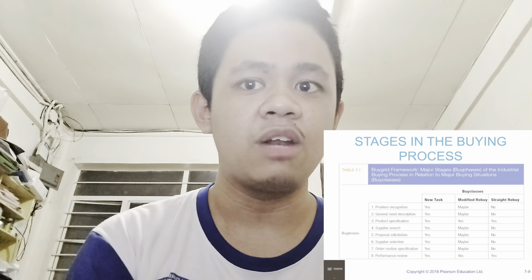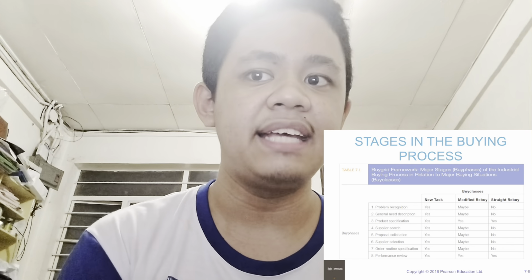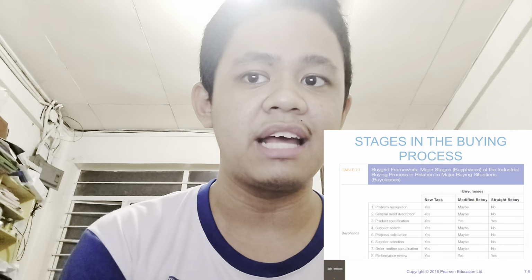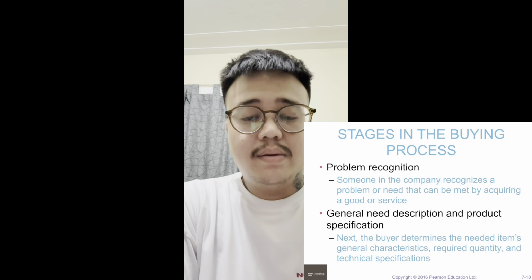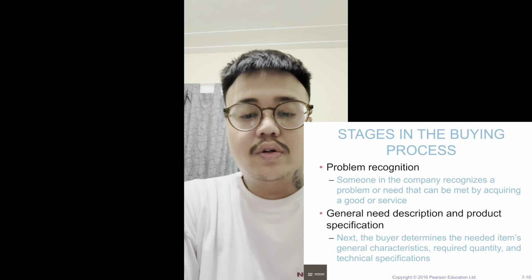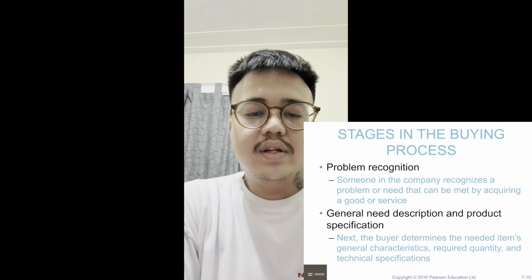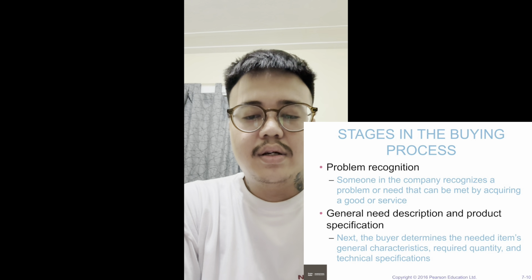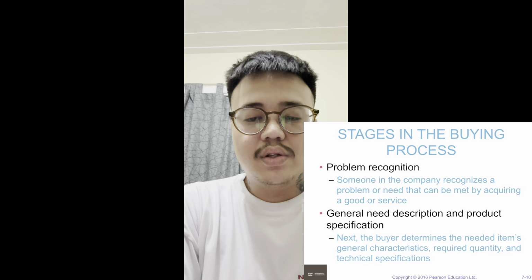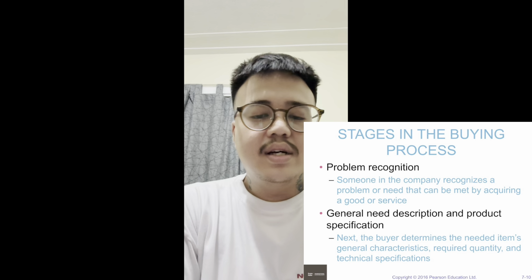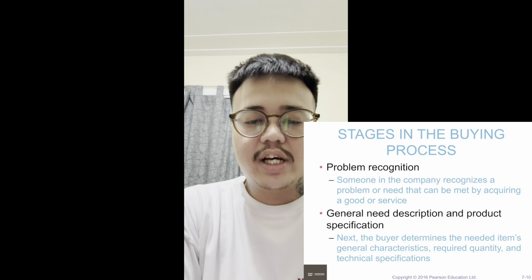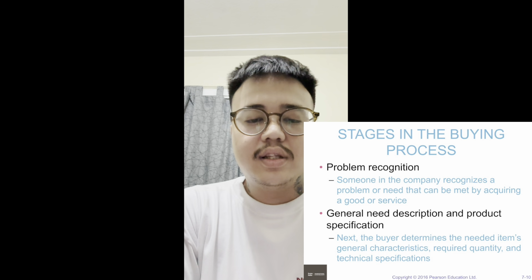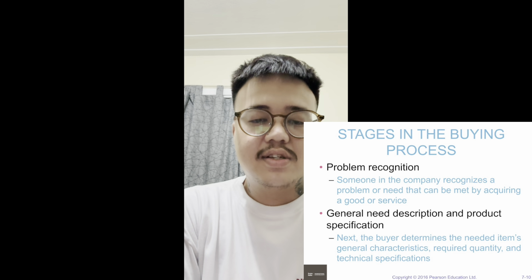Here in slide 9 we can see a visual representation of the 8 stages of the buying process for organizational buying in the business market. Stages in the buying process. Problem recognition. Someone in the company recognizes a problem or a need that can be met by acquiring a good or service. General need description and product specification. Next, the buyer determines the needed items, general characteristics, required quantity, and technical specifications.